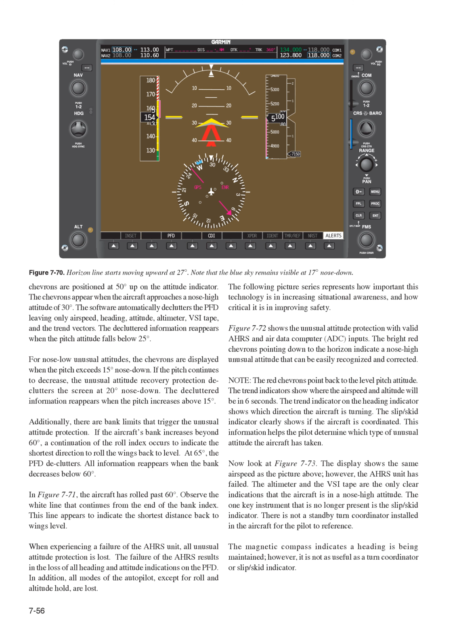In Figure 771, the aircraft has rolled past 60 degrees. Observe the white line that continues from the end of the bank index. This line appears to indicate the shortest distance back to wings level.